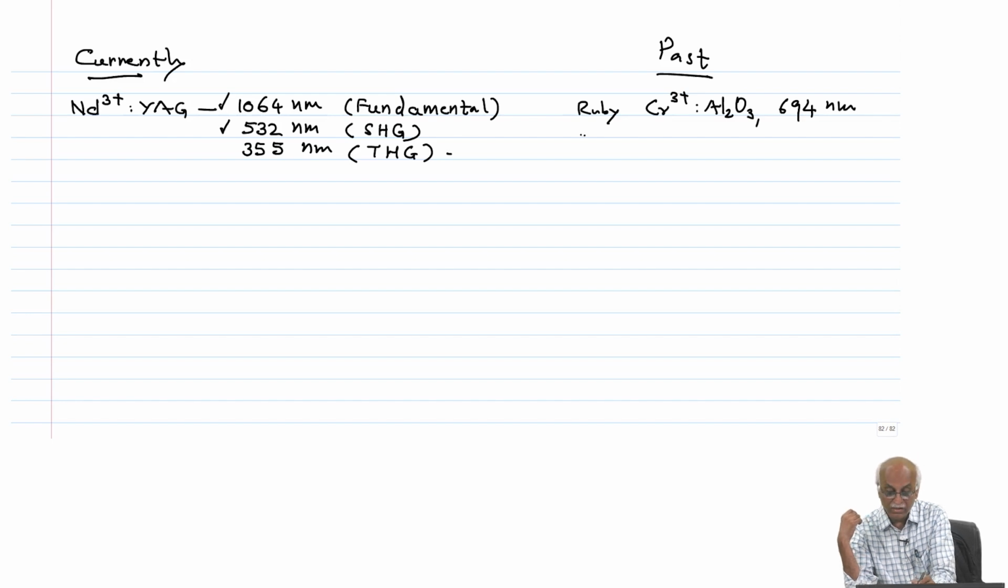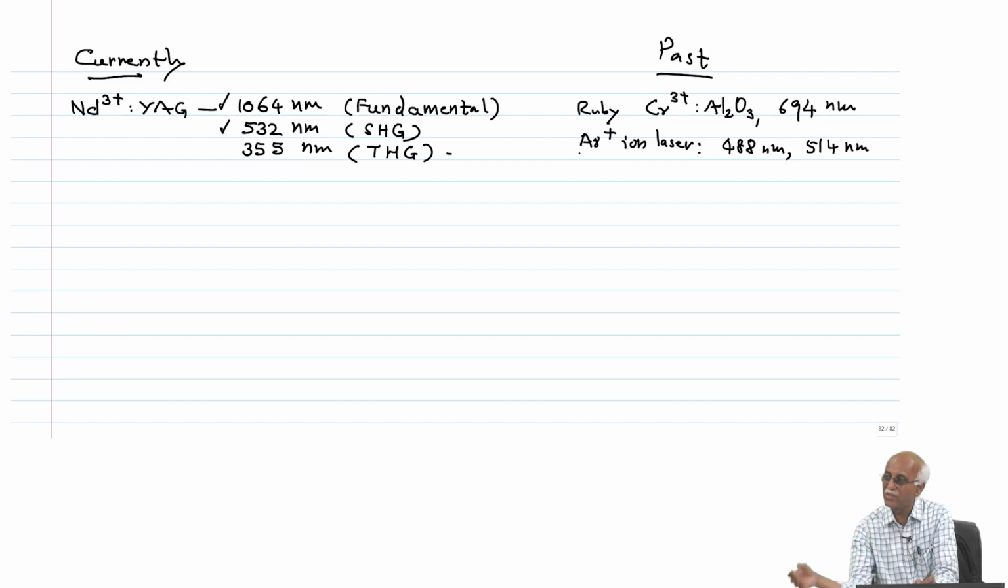In fact, there was also the past argon plus ion laser, a gas laser. It has wavelengths of 488 nanometer and 514 nanometer, but nowadays, because of the argon ion laser's efficiency, cooling etcetera required, maintenance is a bit cumbersome. That is why the neodymium YAG laser with 532 nanometer has replaced this type of laser, gas lasers or solid state ruby lasers etcetera.